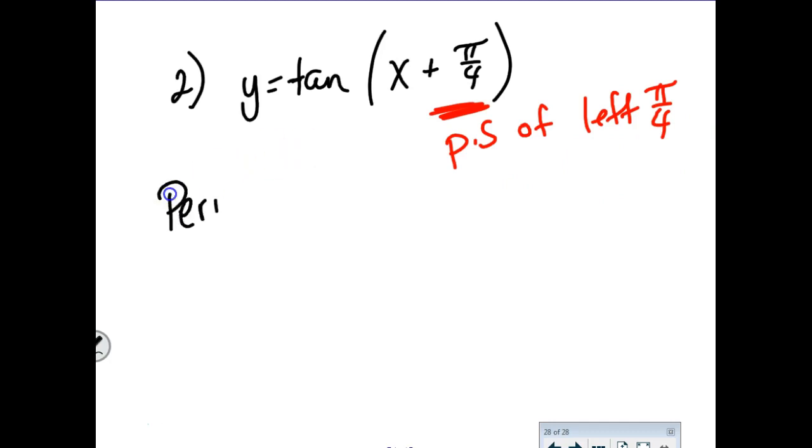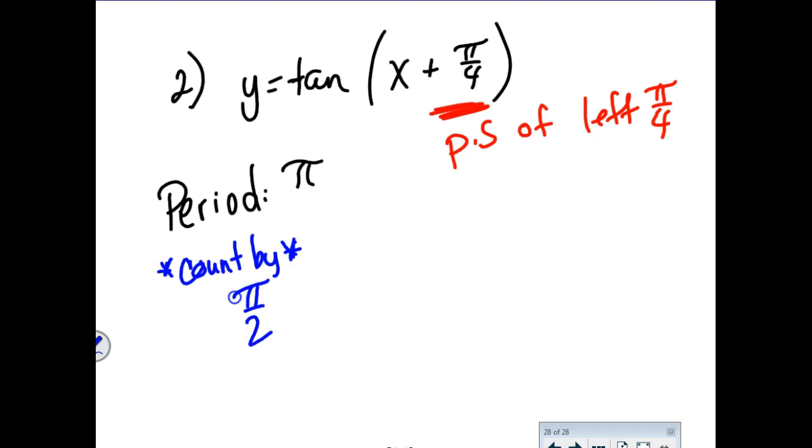The period for this question, it's tangent, so the normal period is pi. There's no b value that's going to change it, so go ahead and count it pi. But what do we count by? Pi over 2. Very good, because tangent gets cut in halves. So here's where I think some of you struggled on the phase shifting on your last test. I know that my first mark that I have to mark down is going to be counted at negative pi over 4 because of the left shift.